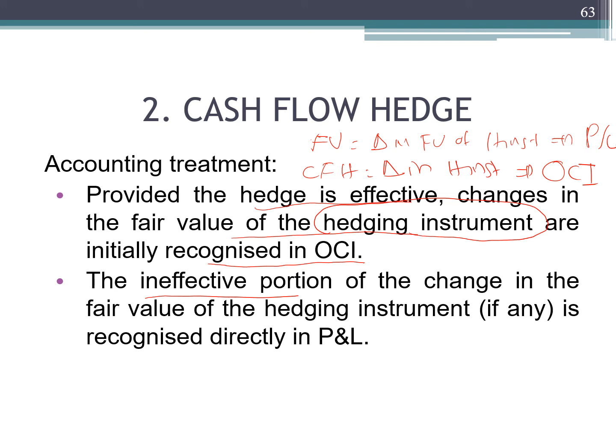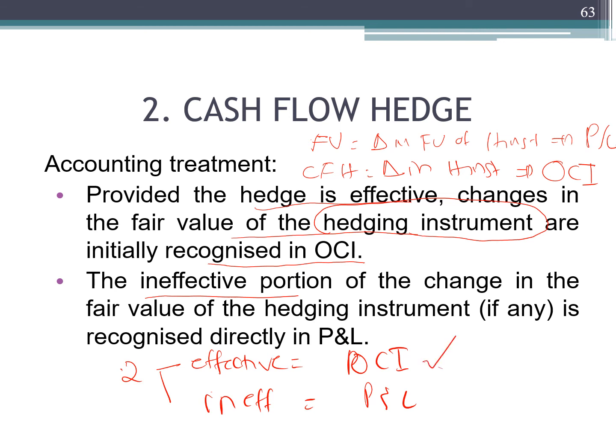So we're going to have two elements here. One is the effective portion, which we transfer to other comprehensive income. The ineffective portion is transferred to P&L. But most of the time we assume that the transaction is effective, the hedging is effective.